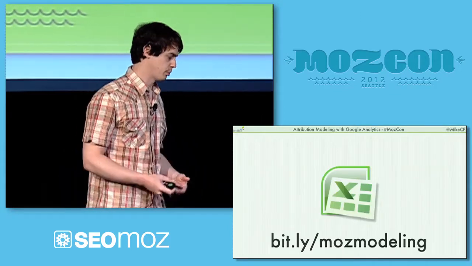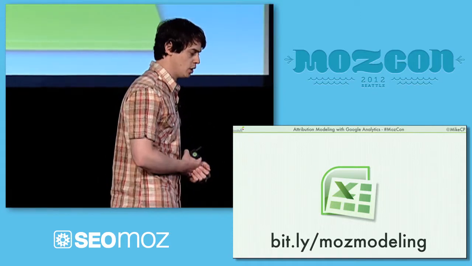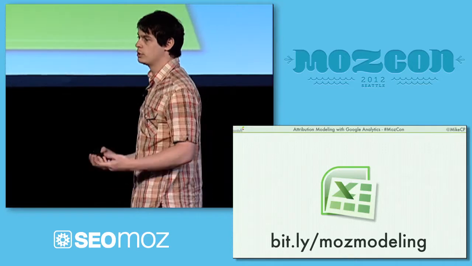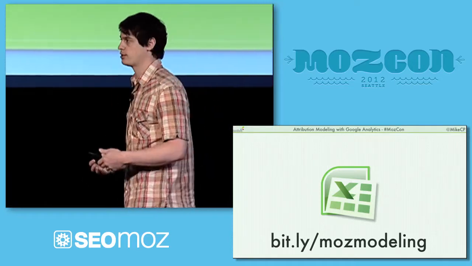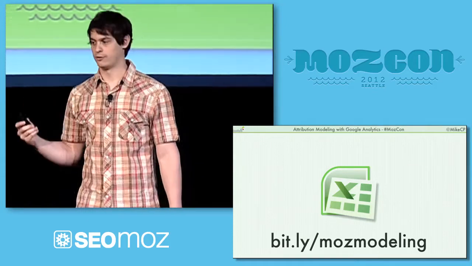It's an Excel spreadsheet that has macros and stuff. And basically, I'm going to walk you through how it works really quick. The instructions are in the file. But you can do attribution modeling right now. So it's not something that you need $150,000 a year to do. It's something that you can actually learn from right now.